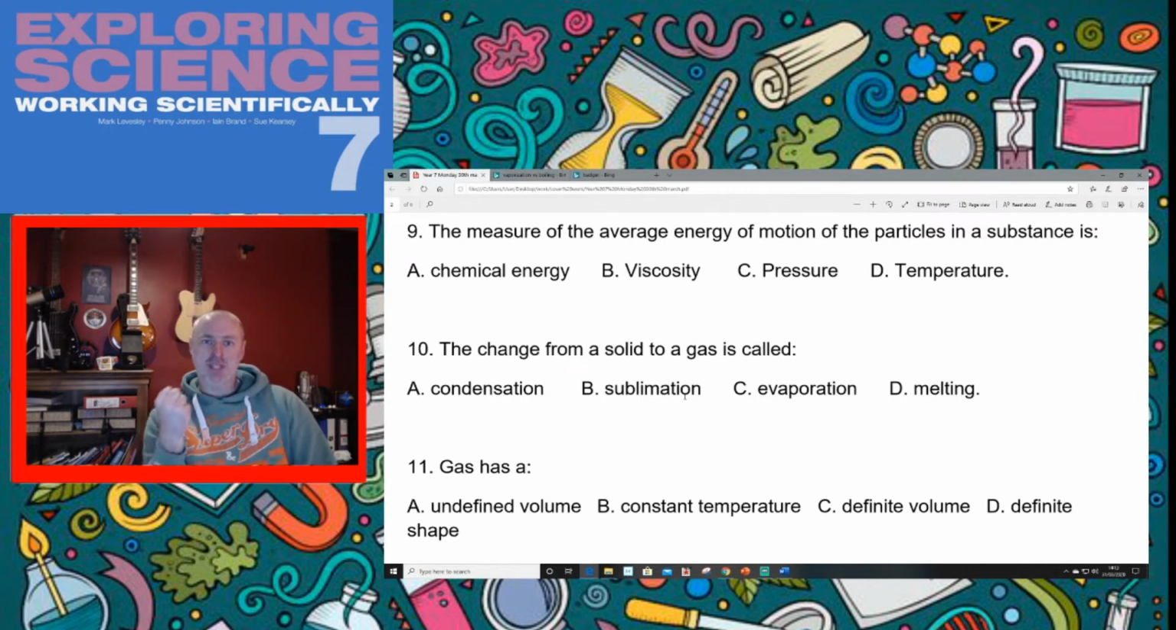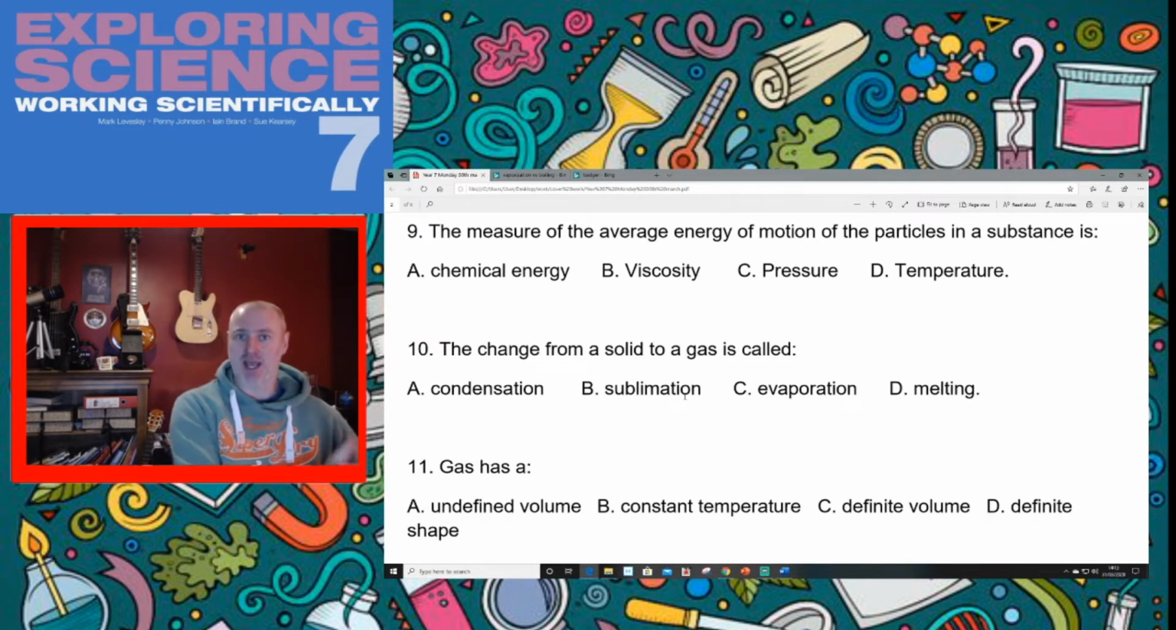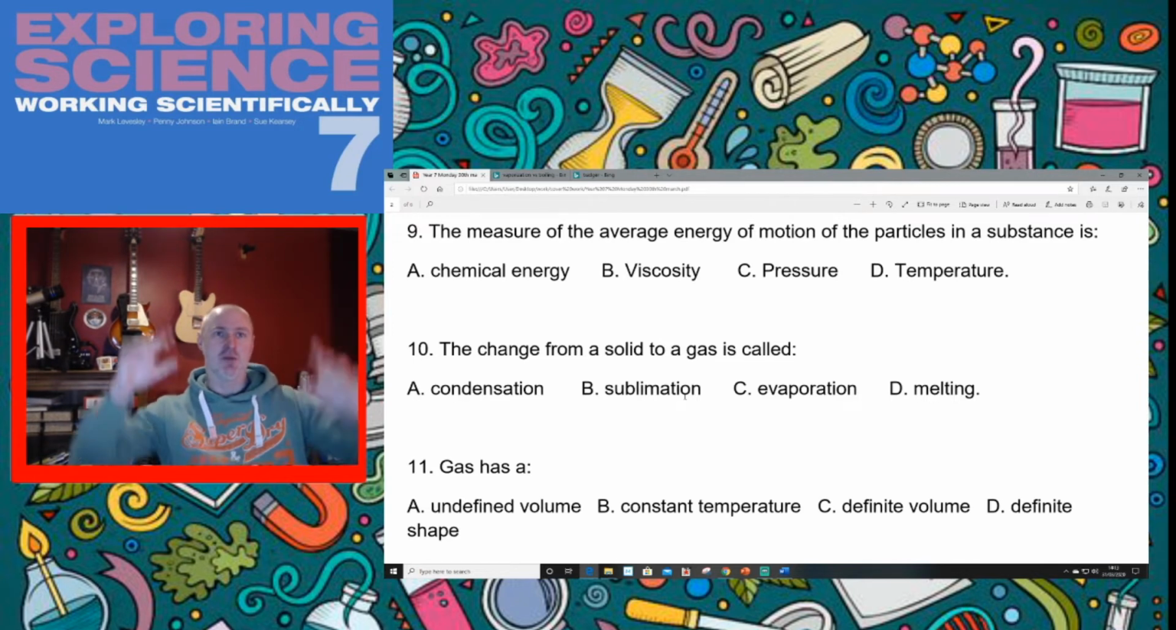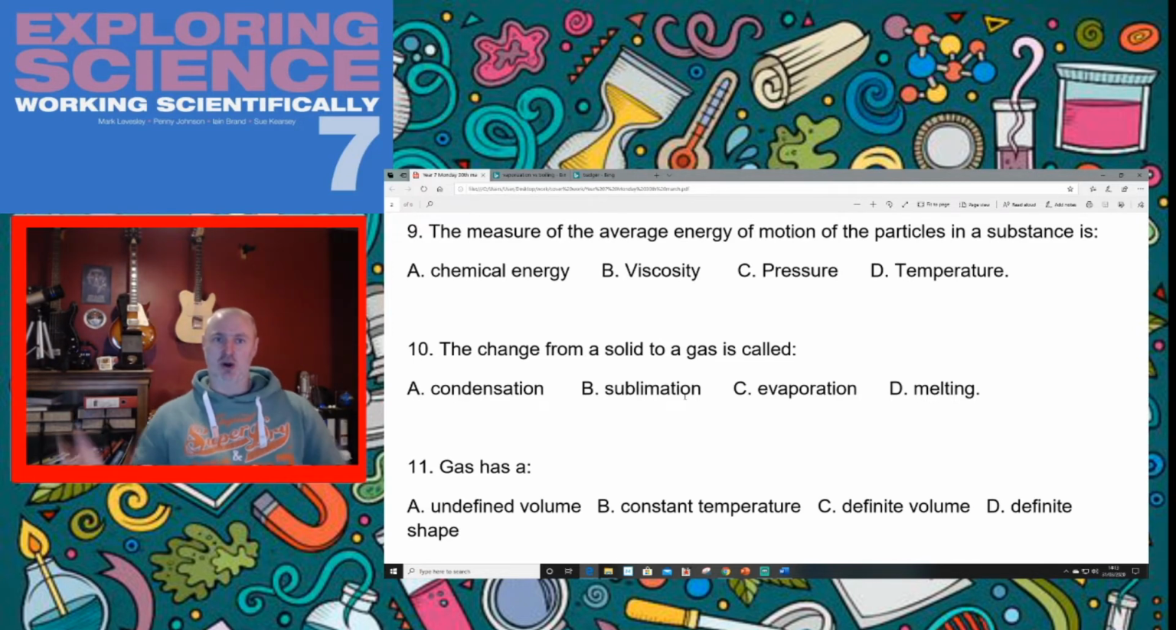Now, any one individual particle will have its temperature dictated by how fast it's moving, by its kinetic energy. But if I've got a gas and some particles are moving really quickly and some really slowly, we could say they have different kinetic energies or different temperatures. But the temperature of the gas as a whole is going to be the average energy of all those particles. So the answer is D.